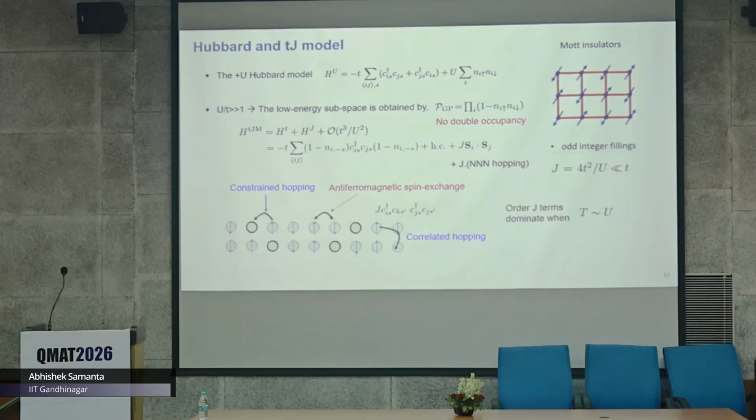In the t-J model Hamiltonian, there are two terms. The first term is the t term, which gives a constant hopping between the nearest neighbor sites, and the second term is a J term, which in its diagonal entry gives the antiferromagnetic spin exchange, and in its off diagonal entry it gives rise to some correlated hopping between the next nearest neighbor sites. We also find that these order J terms actually dominate when the temperature is of the order of the interaction scale. So on this model we apply our formalism and calculate the Hall coefficient.